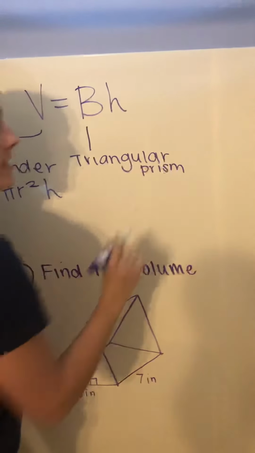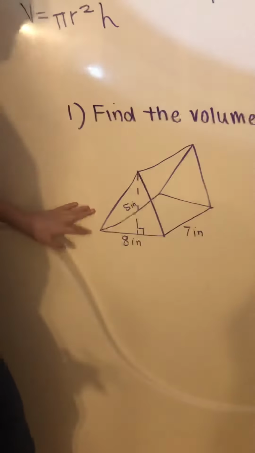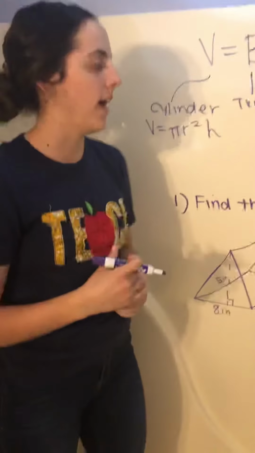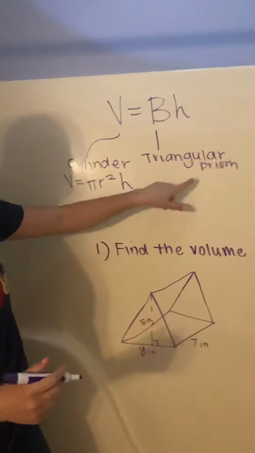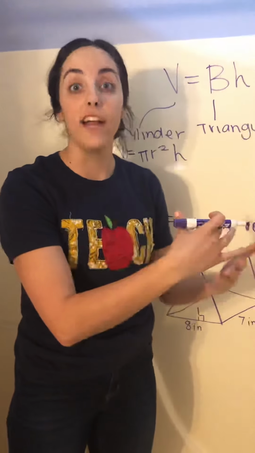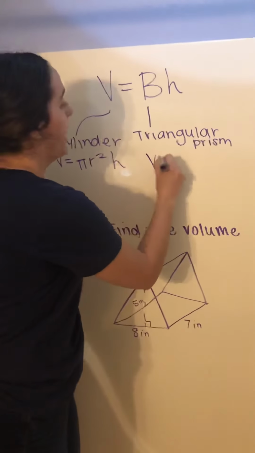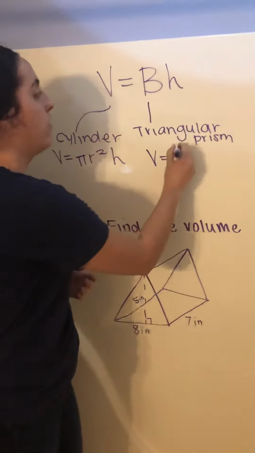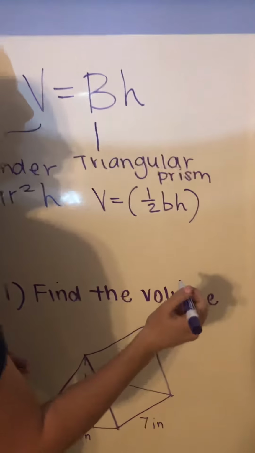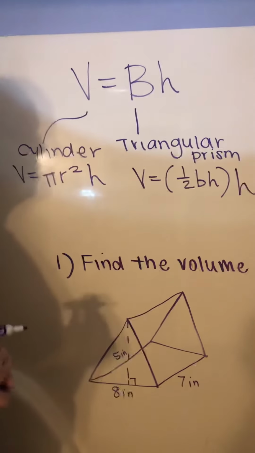A triangular prism has a triangle base. Here's an example right here. Okay, see the triangle bases? Base is like top and bottom of the shape, okay? So triangular prism has a triangle base. So formula for area of a triangle is what we're going to substitute for capital B. So we have to know area of a triangle is 1/2 base times height. Substituting for capital B, area of the base, times height of the prism, okay?